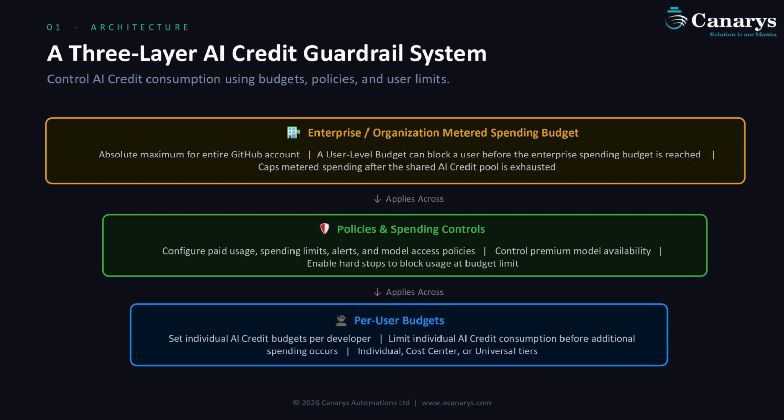Before configuring any settings, it's important to understand the 3 layers of AI credit guardrails available in GitHub Copilot. At the top is the enterprise or organization metered spending budget, which controls the maximum amount of metered AI spending for your account. The second layer consists of policies and spending controls, where administrators can configure paid usage, model access, spending limits, and hard stop behavior. Finally, you can configure per-user budgets to limit AI credit consumption for individual developers or groups. Together, these 3 layers help organizations control AI usage while keeping spending predictable.